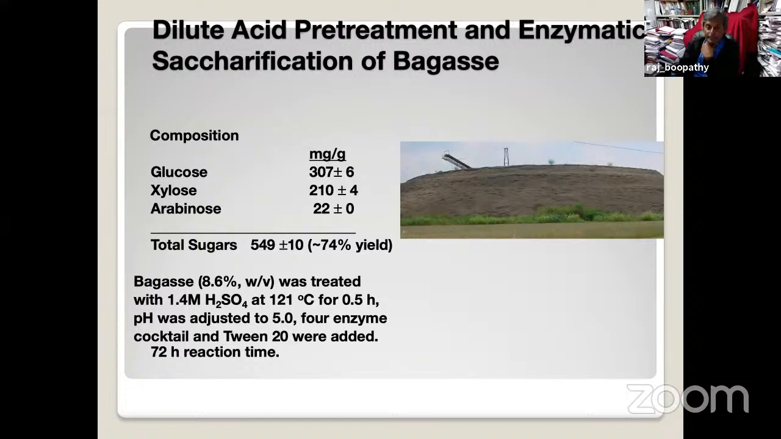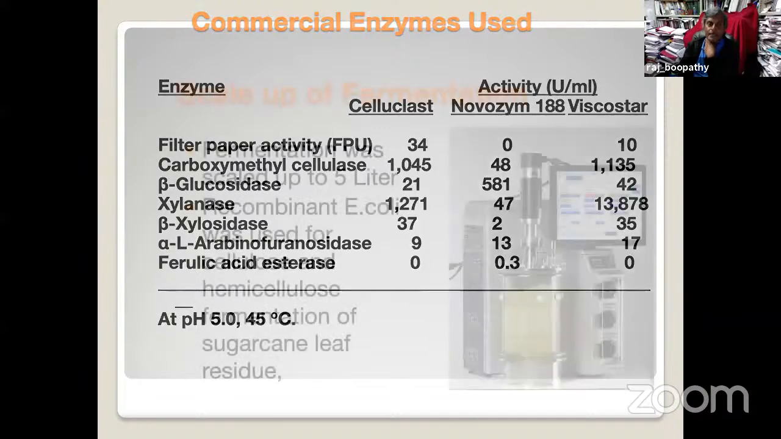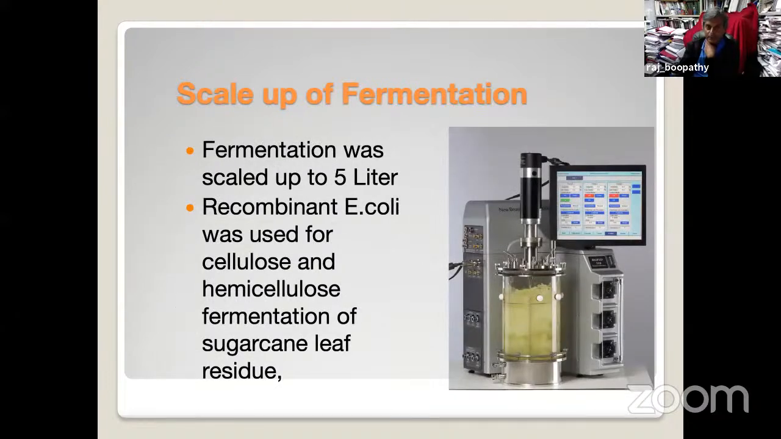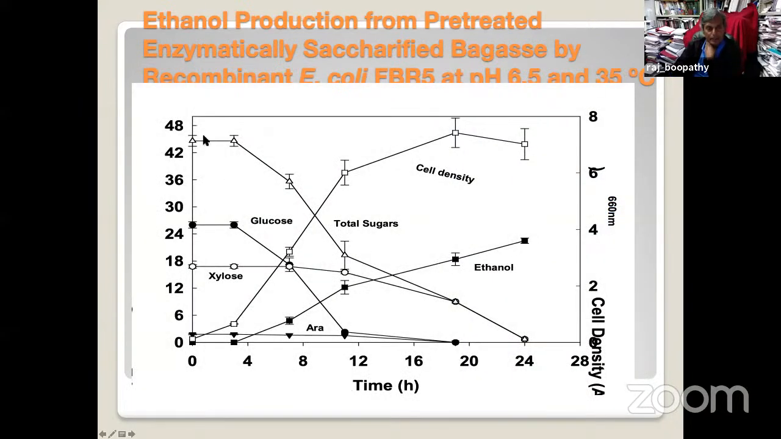We did the pilot scale using bagasse, which is one of the solid wastes coming out of the sugar factory. And we used a lot of this enzyme to get the sugar out. And then fermentation was done in a 5-liter fermenter. And you can see that we are reducing all this sugar, total sugar, glucose, xylose, coming from this processed, pretreated energy crop, bacterial cell mass going up, and ethanol yield going up.